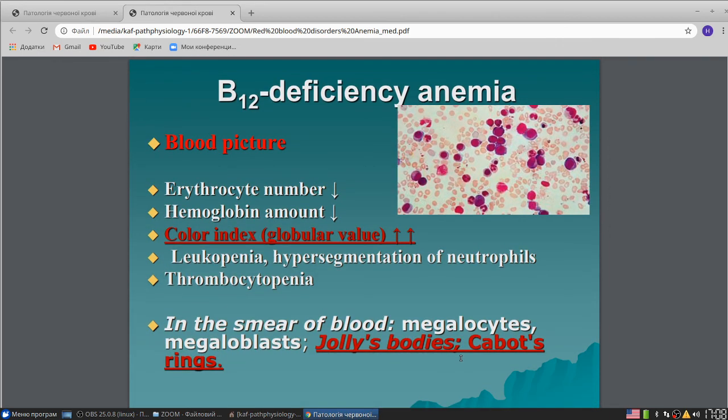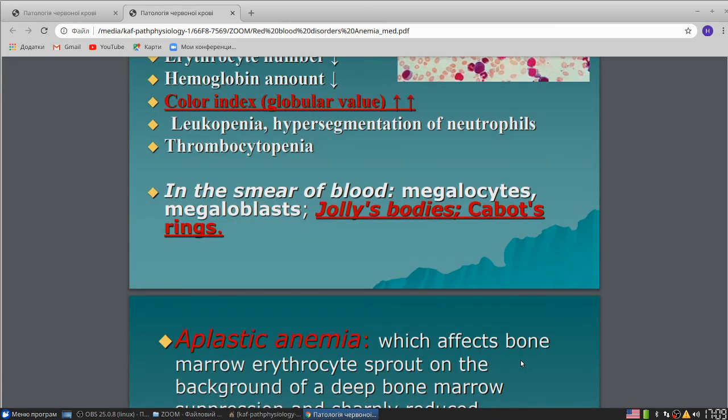In B12 deficiency anemia, we will have a decreased total amount of erythrocytes in blood and level of hemoglobin, but the color index will increase due to the increased amount of megaloblasts and megakaryocytes. Typical for this anemia will be leukopenia, hypersegmentation of neutrophils, meaning the presence of a pathological type of white blood cells, and thrombocytopenia. In a blood smear there will be megalocytes and megaloblasts. This type of anemia can be characterized by Howell-Jolly bodies and erythrocytes with Cabot rings, which are present in B12 deficiency anemia.